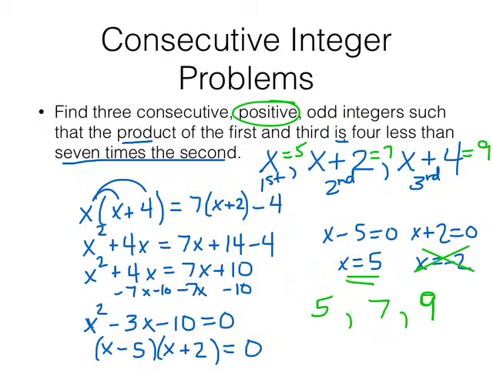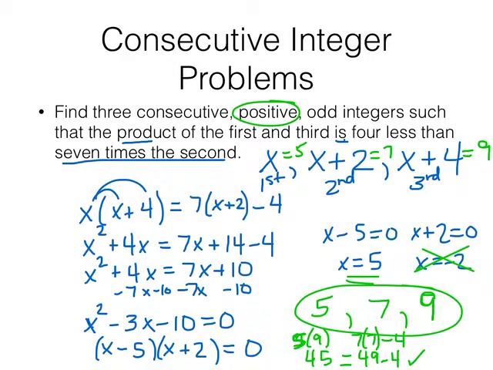Let's confirm that. The product of the first and third is 5 times 9, which is 45, and that is 4 less than 7 times the second, which is 49 minus 4, and yes, indeed, they are equal. So I know I found the correct numbers. Much more straightforward than going through and using trial and error, don't you think? Okay, let's go on to another type of word problem.